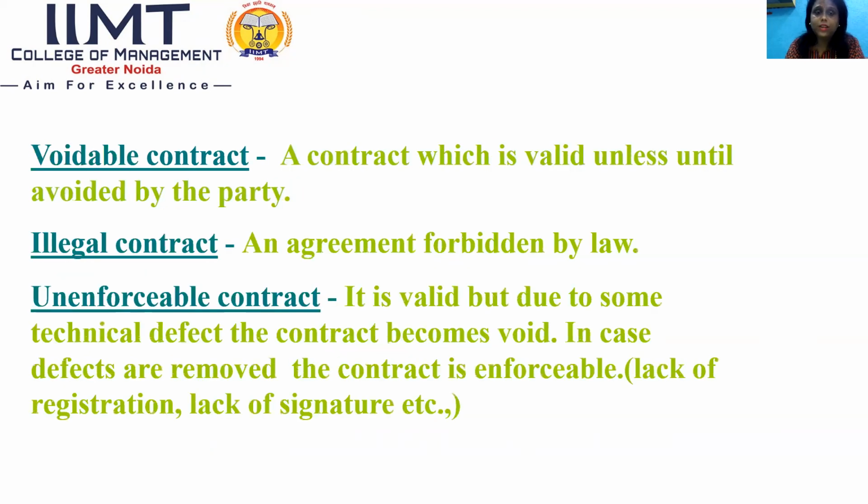A voidable contract is a contract which is valid unless and until avoided by the party. An illegal contract is an agreement forbidden by law. An unenforceable contract is valid, but due to some technical defect the contract becomes void. In case the defects are removed, the contract is enforceable, like lack of registration, lack of signature, etc.